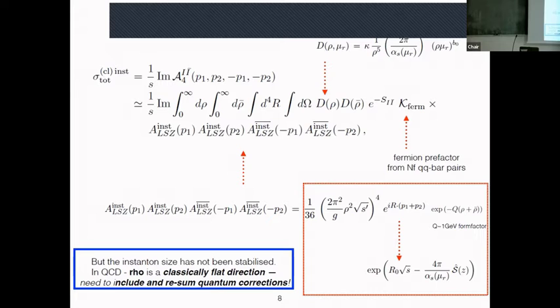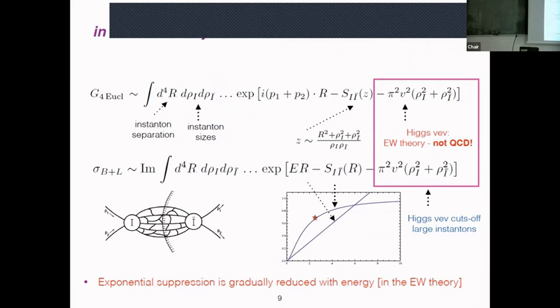So there's a positive factor in the exponent, and then there is a negative factor, which comes from the instanton anti-instanton action. And it's a combination of these two which will fix a dominant contribution for the instanton anti-instanton separation. But that's, of course, not the full story.